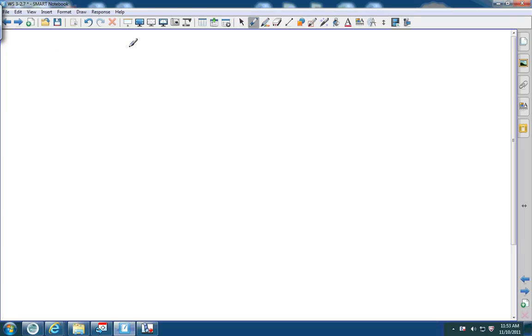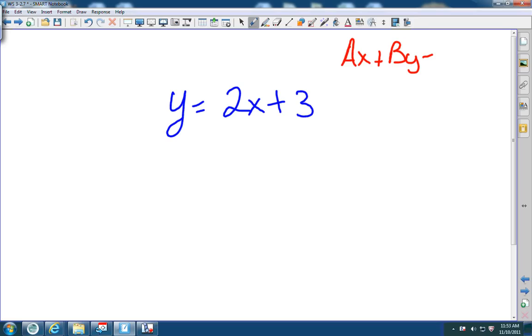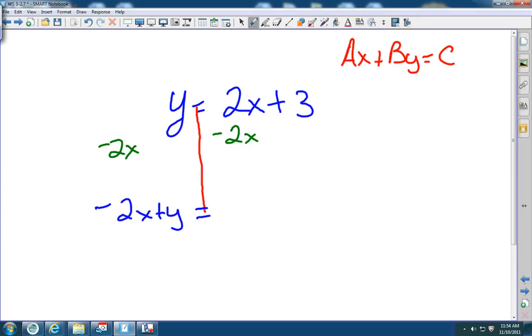Okay, so for example, let's write down an equation that's in slope-intercept form. Okay? This is in slope-intercept form, and I want us to move it to standard form. So what we need to do, remember standard form has ax plus by, and it equals c. So the y is already on the left-hand side. I need to move the 2x. So what I would do is subtract 2x from each side, and I would get negative 2x plus y equals 3. There it is. There's my standard form.